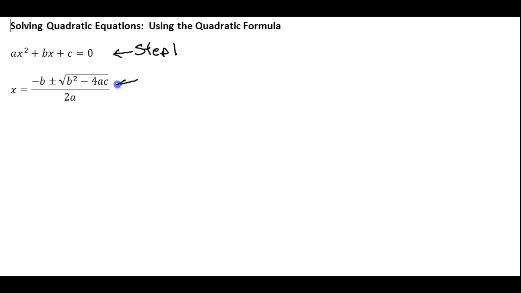Plugging all those coefficients in is step two, and then simplifying the final answer, which can be just as complicated, is step three. Okay, and that's actually for the next video. But the first example, let's do 6x squared is equal to 4x plus 3.